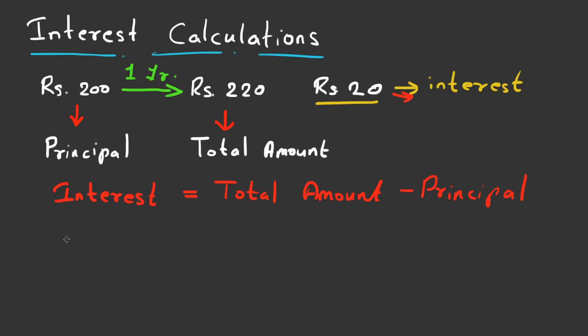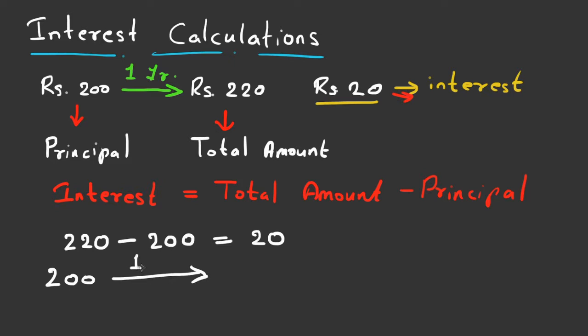In the problem we are considering, I pay back 220 after 1 year, of which 200 is the principal. So the interest I paid is rupees 20. Thus, our above equation can also be written as 200. I borrowed for 1 year. I am paying 200 again, the principal, plus an interest of 20 rupees.